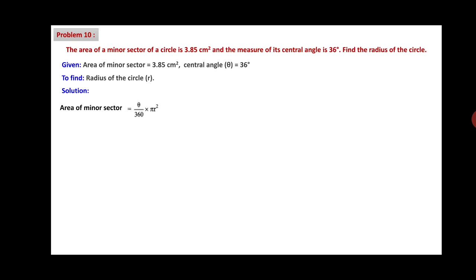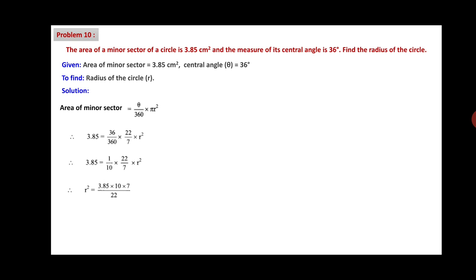Friends, area of the minor sector is equal to theta upon 360 into pi r square. Therefore, substitute the values. 3.85 is equal to 36 upon 360 into 22/7 into r square. Therefore, 3.85 is equal to 1 upon 10 into 22 upon 7 into r square.